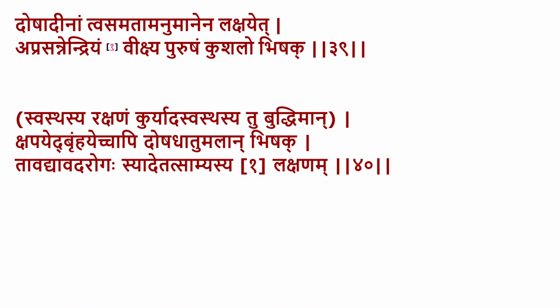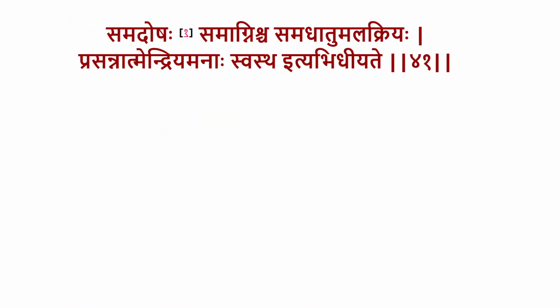स्वस्थस्य रक्षणं कुर्यात् अस्वस्थस्य बुद्धिमान् क्षपयेत् गुम्हेच्चापि दोषधातुमलान् भिषग् तावद् यावत् अरोगस्यात् सात्म्यस्य यावत् सात्म्यस्य रक्षणम्. So you need to maintain the balance, and that balance has to be maintained by either reducing or increasing the quantities of the dosha, till the signs of proper balance are maintained. There is another controversy, whether Kshina Dhatu, Kshaya Dhatu should be treated or not. In Charaka, you have that discussion. We will discuss that part also in due course of time, whenever there is a relevant context.